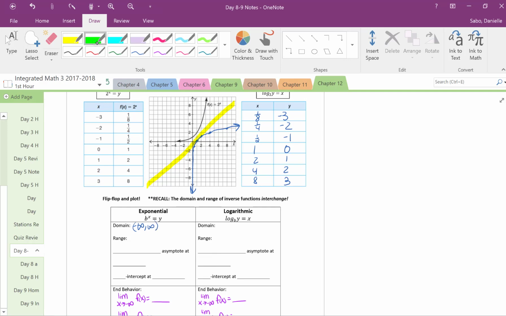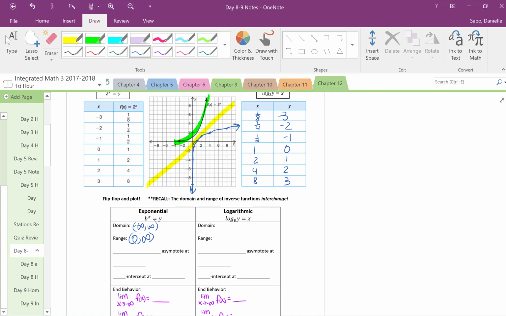Okay, that was this guy here in green. That guy in green goes forever left and forever right. What about the range? Bottom to top. A lot of people struggle with the range on the quiz. Bottom to top. Yeah, 0 to infinity. Do I include 0? No.